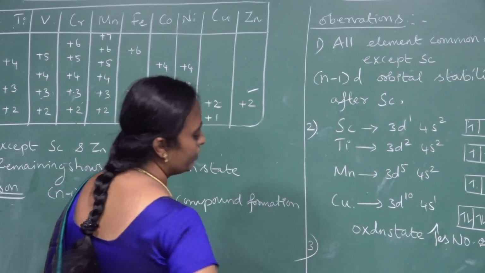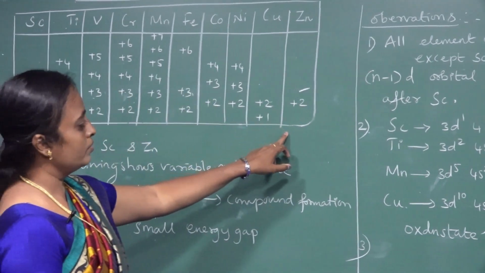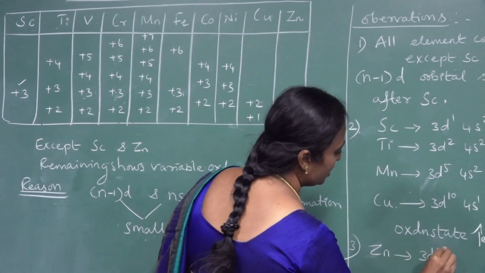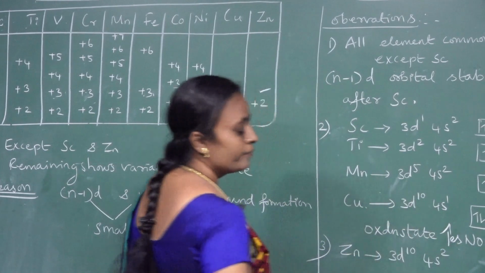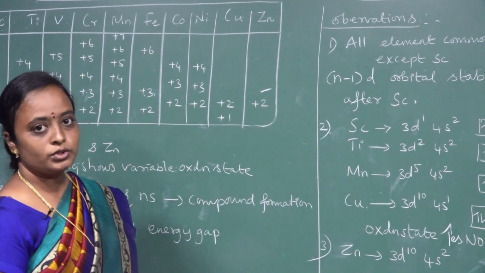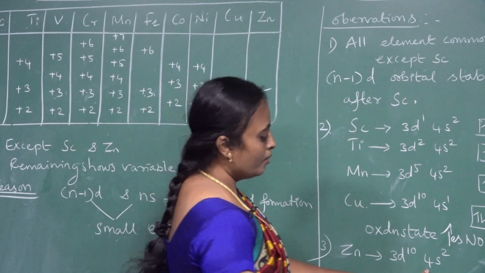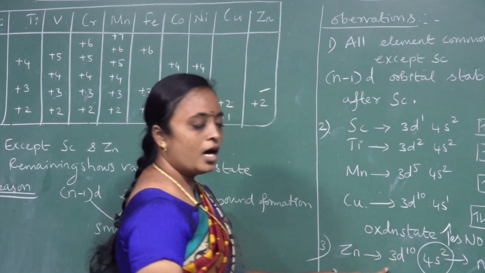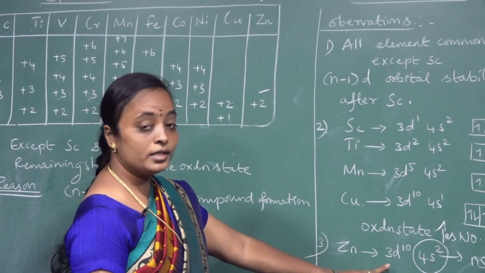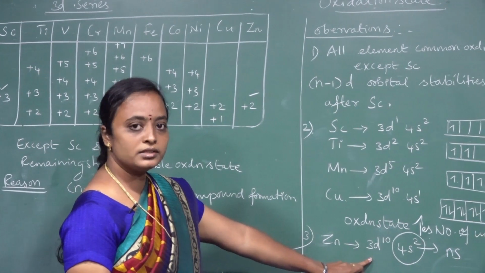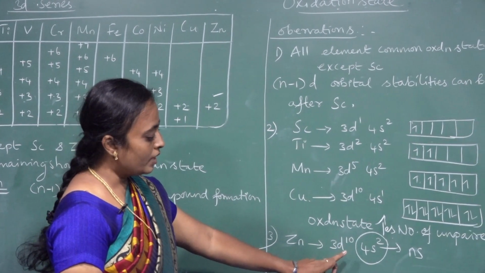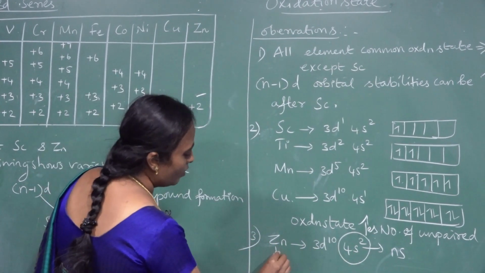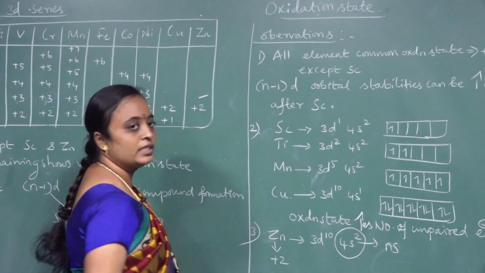Okay, and the next, third one, if I am taking zinc alone, the electronic configuration is 3d10 4s2. Why zinc is getting only +2 oxidation state means you can remove only these 2 electrons from the ns orbital, not electrons from the d orbital. Why? The d orbital is completely filled, the stablest electronic configuration. So we can remove only the electrons from the s orbital. So that's why zinc is getting only +2 oxidation state.